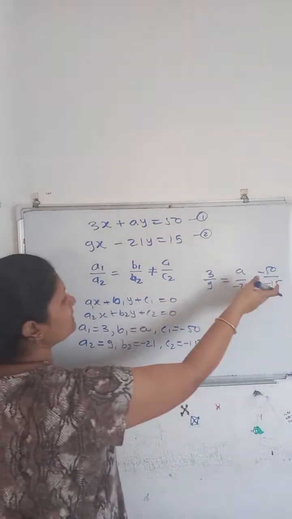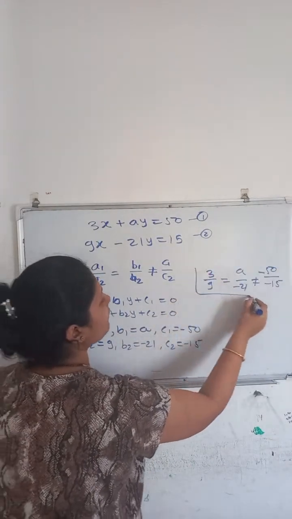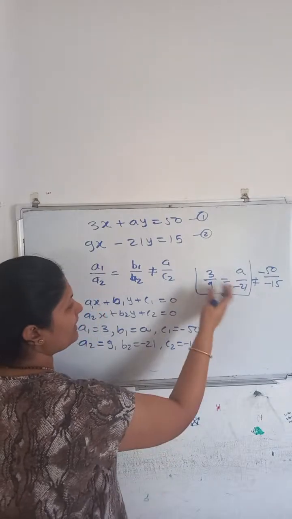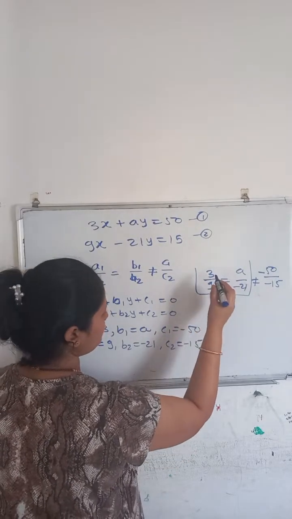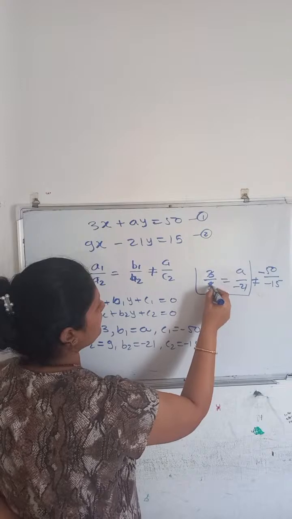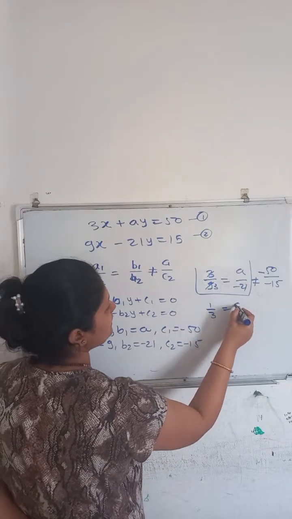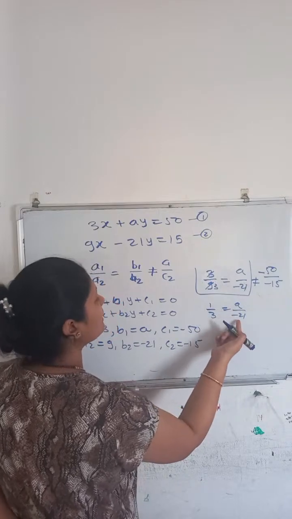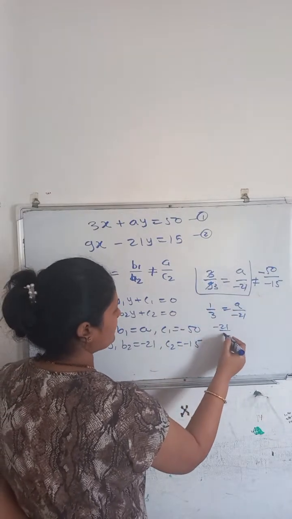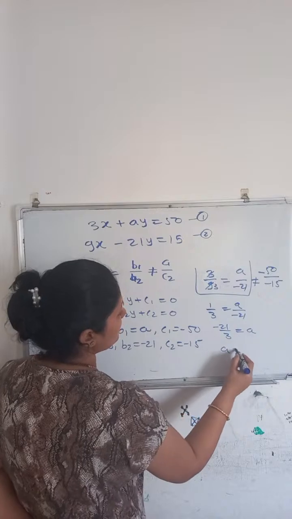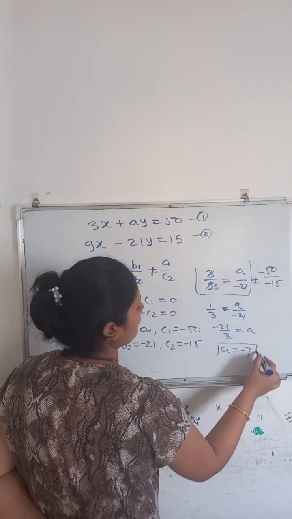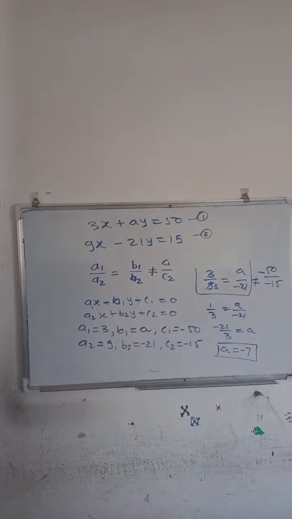No need to consider that last part, leave it, only focus on this part. Take a cross multiplication. Here 3 threes are 9, so I will write 1 by 3 is equal to a by minus 21. Minus 21 you can transpose here, then a is how much? Minus 7. So the value of a is minus 7.